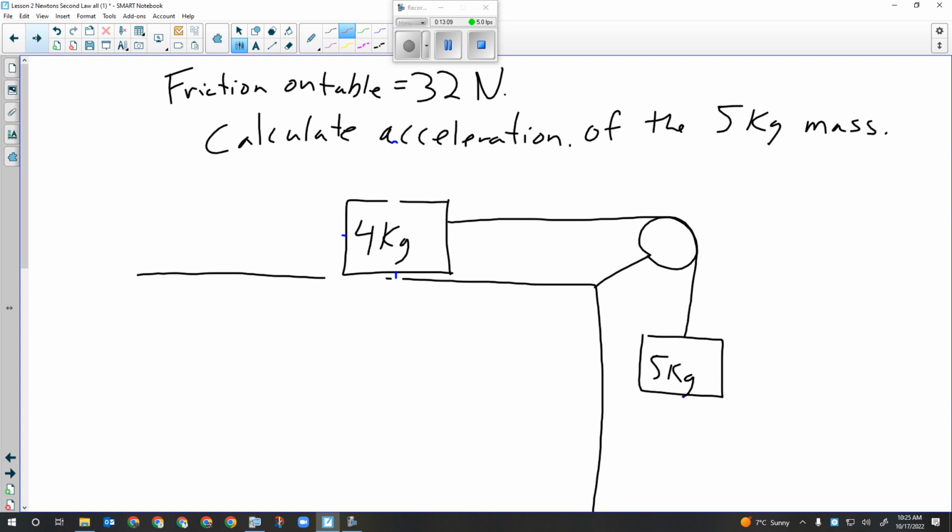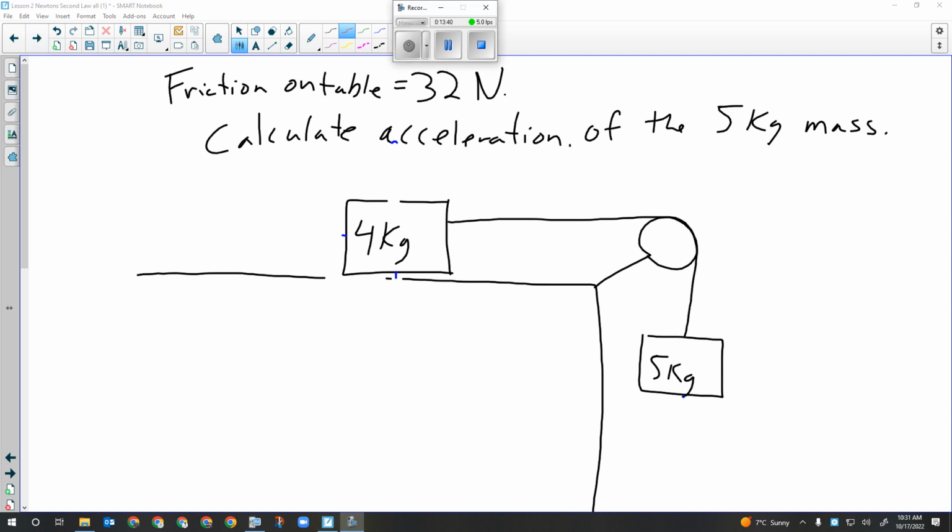Okay, here's a pulley question. So now, you've got a 4-kilogram block sitting on a level surface. It's connected over a pulley to a 5-kilogram block. Calculate the acceleration of the 5-kilogram mass. And there is 32 newtons worth of friction on the table. So between the 4-kilogram mass and the table, there's 32 newtons worth of friction. All right, I'll give you a few minutes on that.